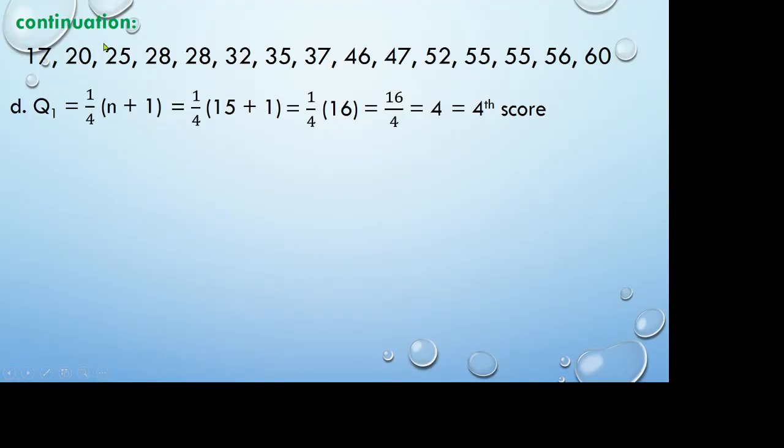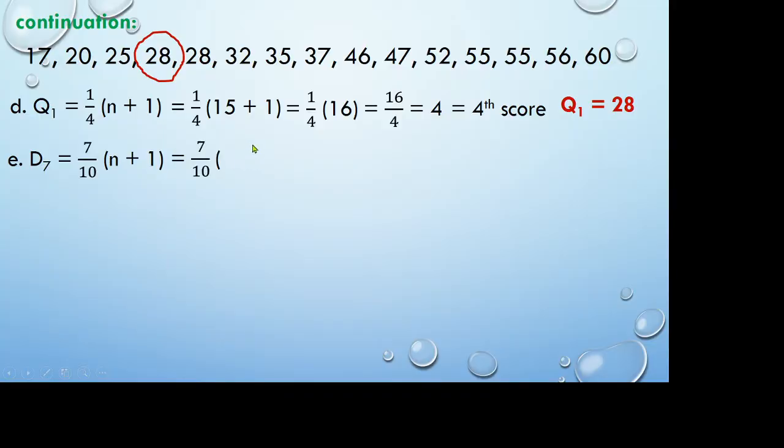So, 1, 2, 3, 4. So, ito po ang fourth score. So, that means to say, Q sub 1 is 28. O, mamaya na tayo mag-interpret, sabay-sabay na lang. Tapusin natin yung tatlo. Next, hanapin naman natin ang D sub 7. So, 7 over 10 times n plus 1. So, mapupunan ninyo binabago lang ang denominator, depende kung ano ang ating sinosolve. So, dahil decile siya, over 10.